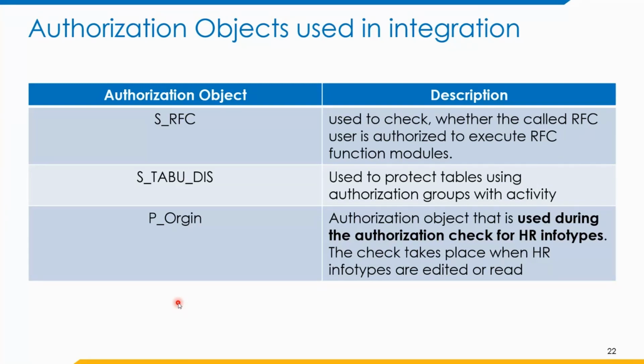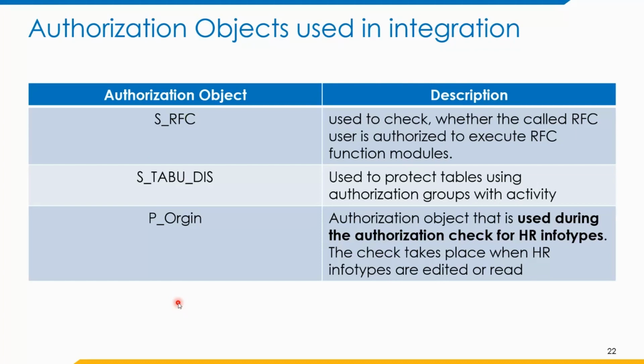This is used to protect the tables. In the SAP system, the data is stored in the internal database in the form of tables. So these authorization groups will protect the SAP HR tables from illegitimate activities. Coming to P_ORIGIN, this is the authorization object used during the authorization check for HR info types. These checks take place when HR info types are edited or read. So P_ORIGIN is another authorization object that will check whether the user is authorized to modify or read or change the info types that are specified.